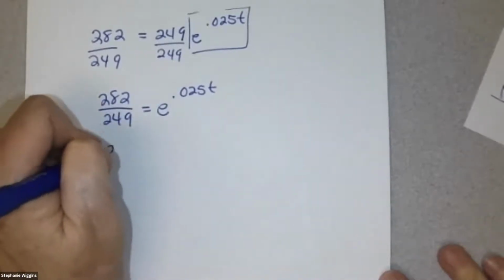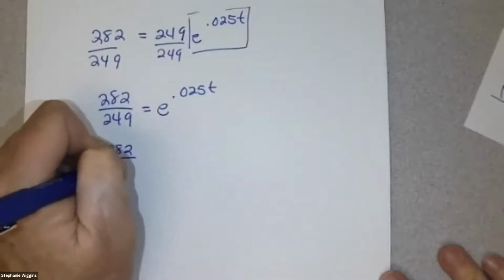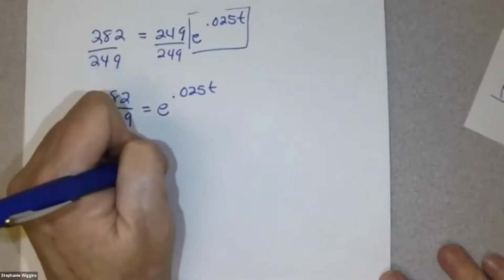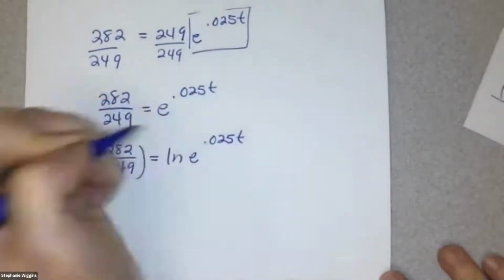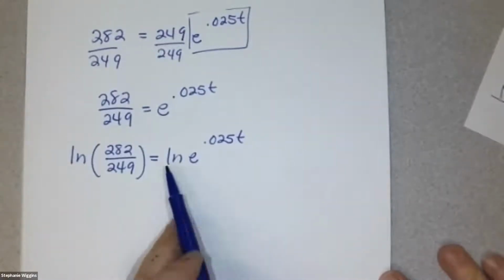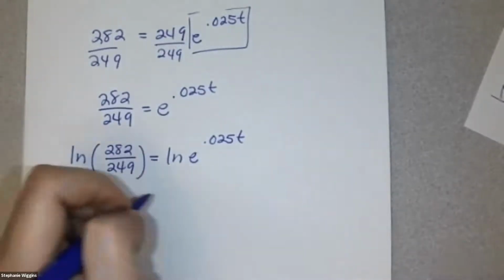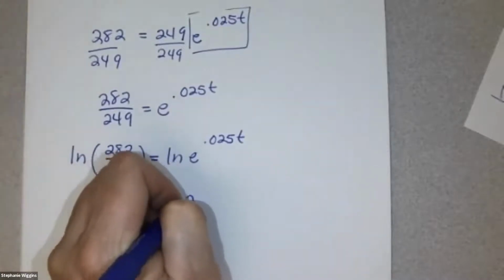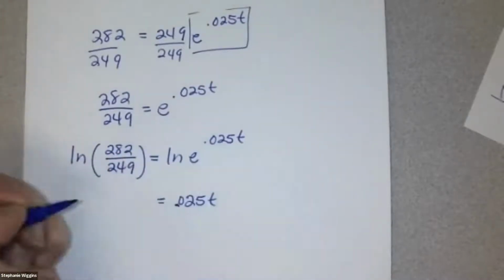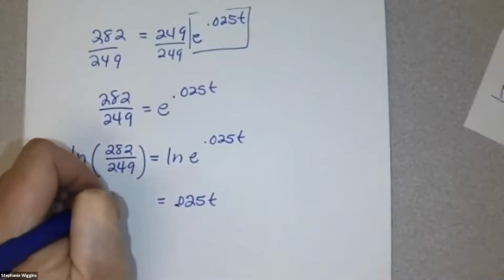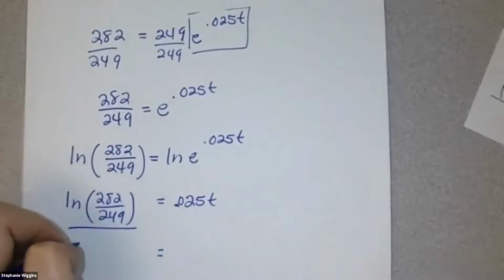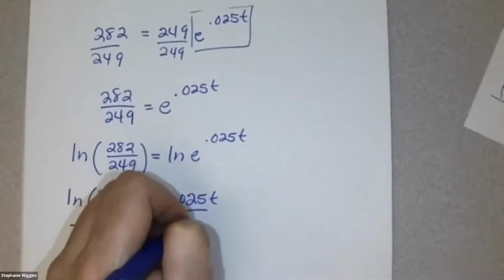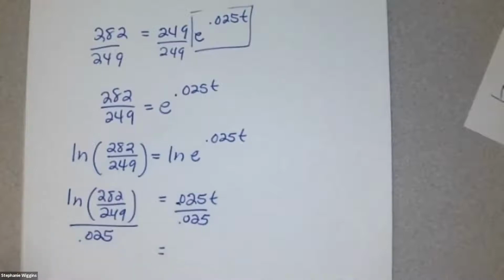So this becomes the natural log of 282 over 249 equals the natural log of e to the 0.025t. These are inverses of each other, so they cancel. So this becomes 0.025t equals the natural log of 282 over 249. So dividing both sides by 0.025 will give me my t. All right. So t is equal to this.